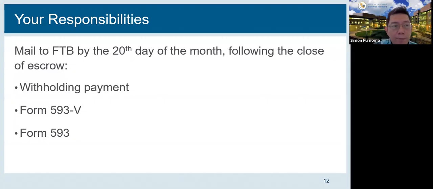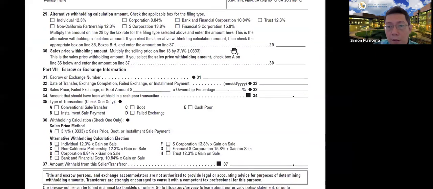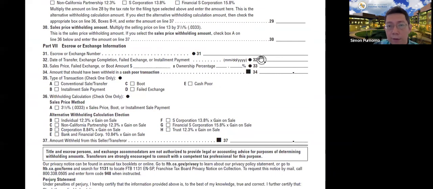Now, I want to add, please remember to input the closing date in line 32, Part 7. Let me show you here. Line 32, Part 7, page 3. Because if you leave line 32, which is the closing date, blank, the system will automatically revert back to January 1st of the tax year.